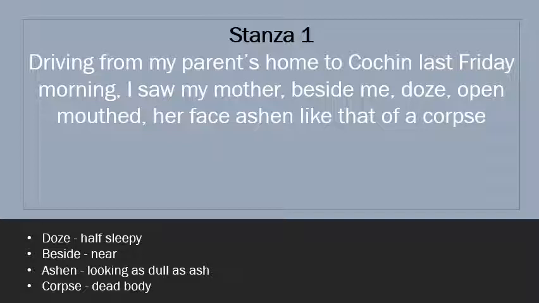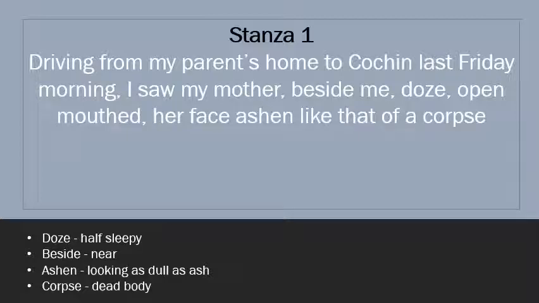She found that her mother was dull, dozing. Dozing means half sleepy. Her mouth was open. Her condition suggested that she had become dull, inactive, energyless, and frail. Frail means weak. And she was appearing as lifeless as a dead body.